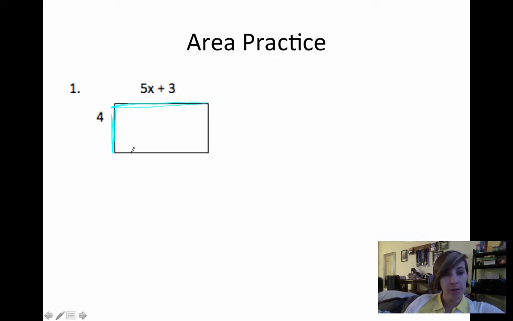We only need to do those sides. We don't need to worry about what the measurements of these sides are. So I'm going to do 4 times 5x plus 3. Now this should look very familiar to you. When we have a number times an expression inside parentheses, we have to multiply that 4 times everything in the parentheses.